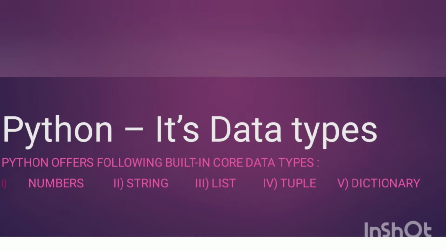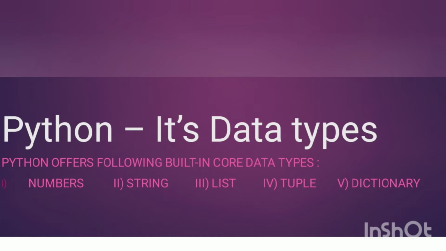We can run the Python program on an interpreter. It means particularly one line will be converted into machine language at a time. Line by line program execution can be done. Indentation plays a very important role in Python. So now let us see data types in Python.